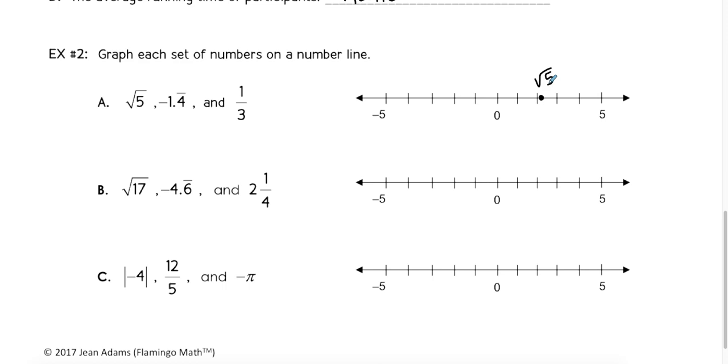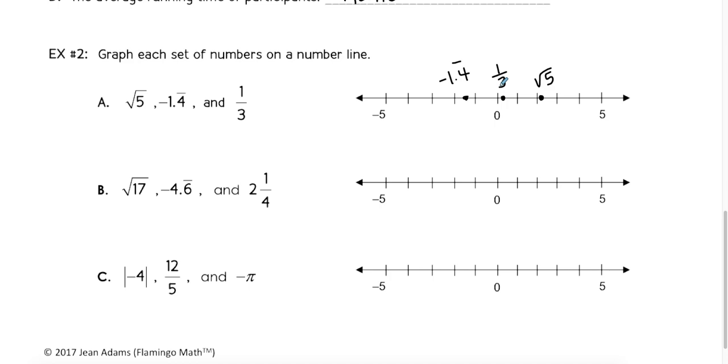Okay, negative 1.4 repeating. This is going to be smaller than negative 1, so it's going to be past negative 1 by 0.4. From here to here is negative 1, and then this is about 0.4 past that. So this is negative 1.4 repeating. And 1/3 is smaller than 1. It's a third past 0, so that would be my 1/3.